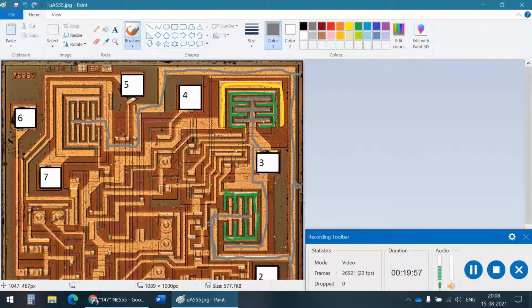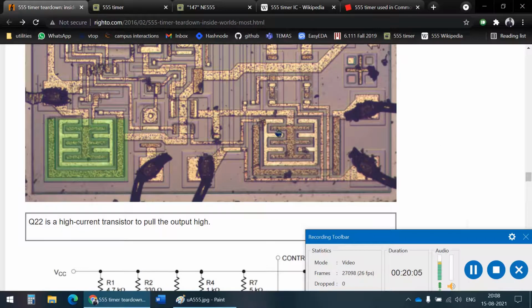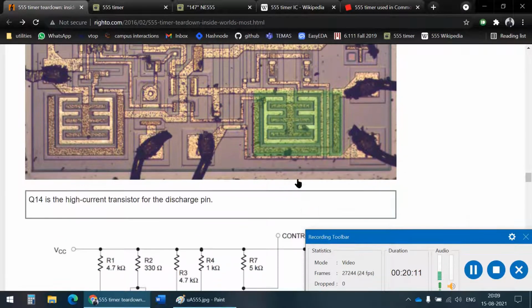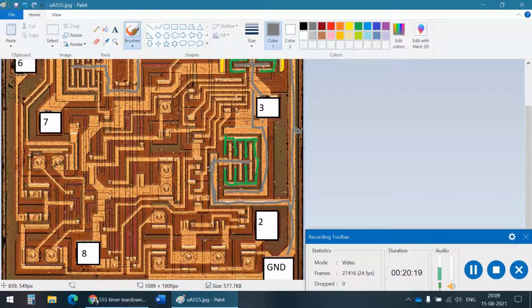So what we identified right now were the three big high current transistors. Oh wait, if we go back here, they said that this one was the discharge pin. There you go. High current transistor for the discharge pin. So we are right. Pin 7 is discharge.